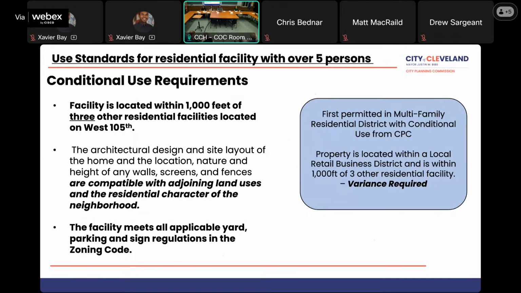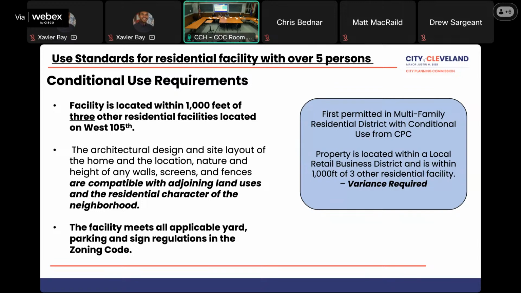Here I'm going to recap the conditional use requirements. Typically, conditional use is able to be granted when you're not within 1,000 feet of other facilities. This location is within 1,000 feet of 3 existing facilities. Their plans are compatible with the residential character of the neighborhood. They're not proposing any signage at this time.